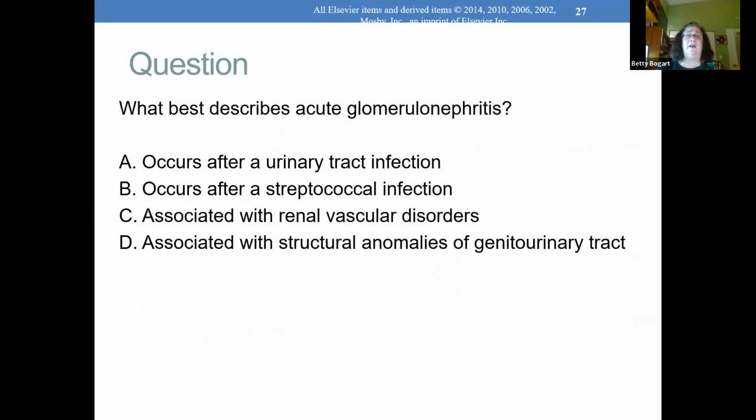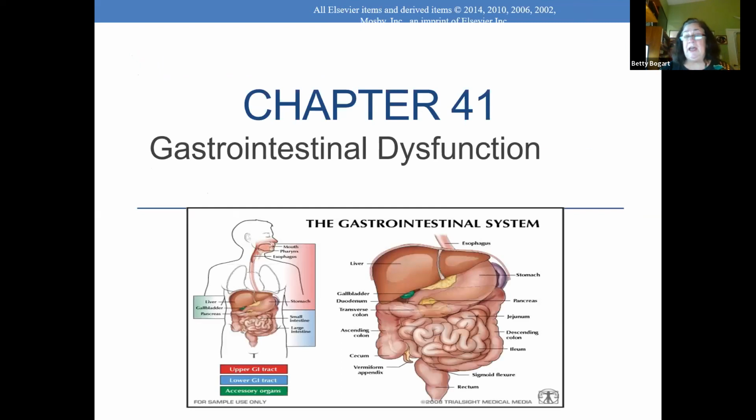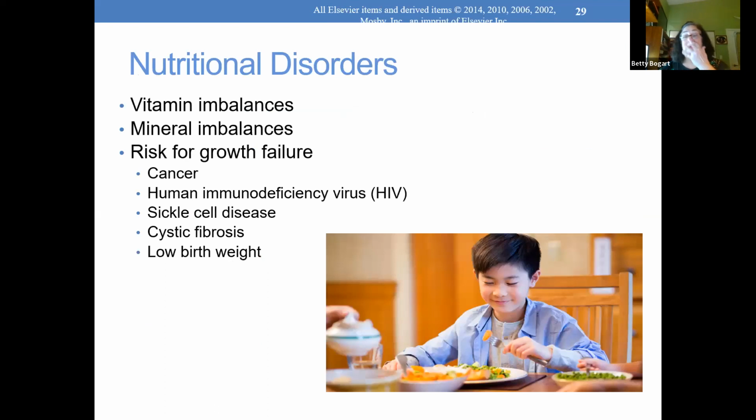So what best describes acute glomerular nephritis? B. Again, it occurs after a streptococcal infection. Yes, very good.